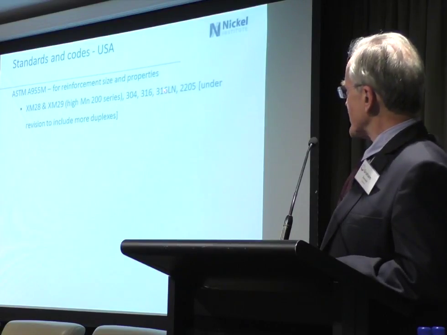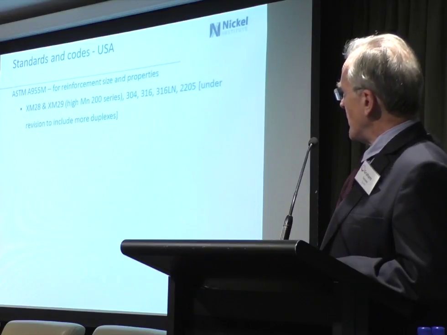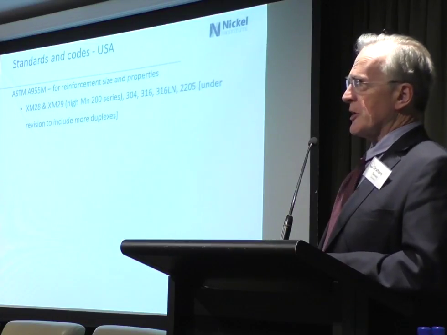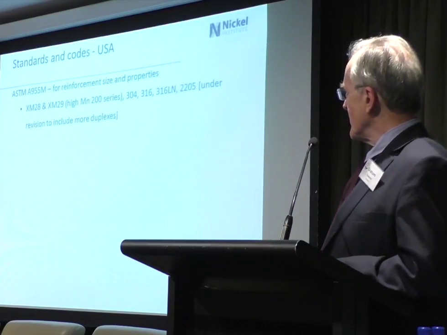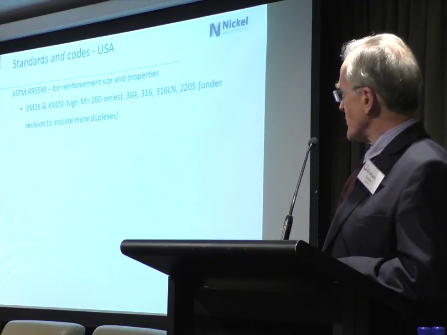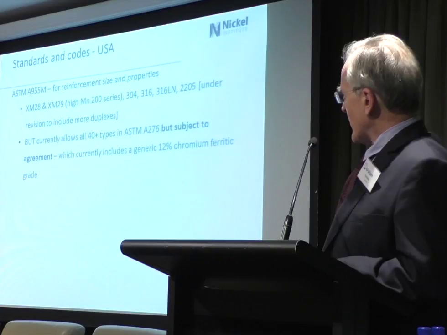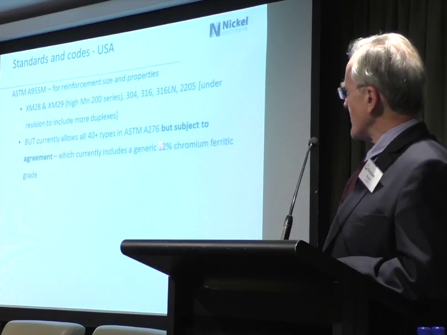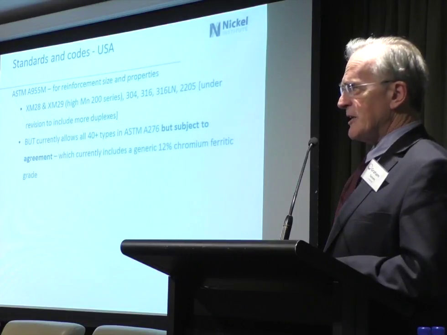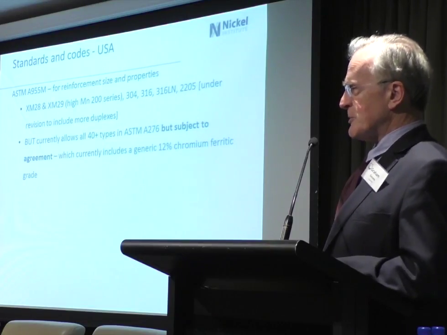But 304, 316, again, the N grade, and there's currently some discussions inside ASTM, which you can't talk about because you're not allowed to talk about it until it's a standard. But at the end of it I wouldn't be at all surprised to find that there are more duplexes in there too. Currently, this standard allows all of the 40 types of alloy that are in A276, which includes martensitic, ferritics, and precipitation hardening.